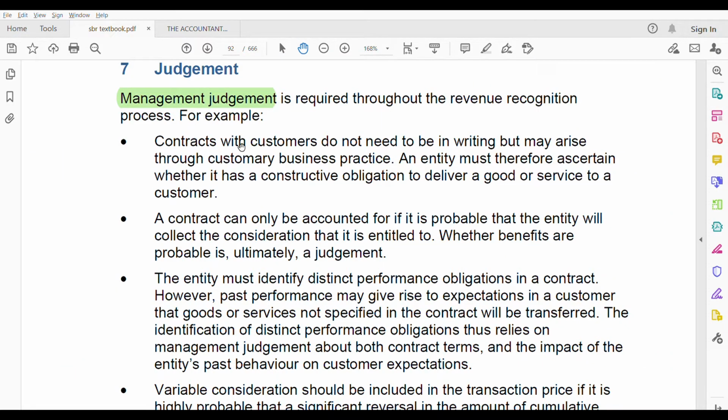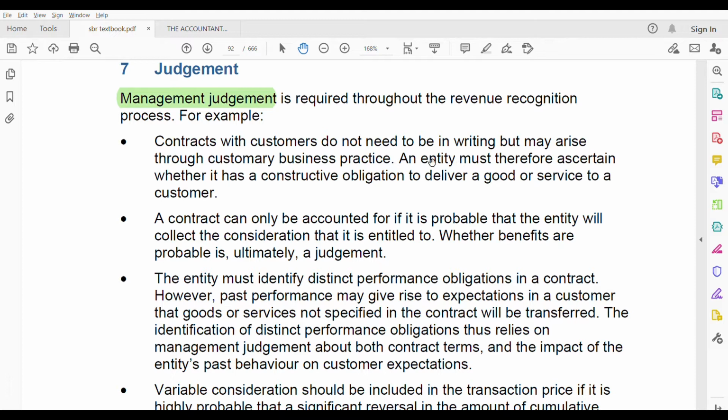Contracts with customers do not need to be in writing. Okay, it's a normal assumption that most of the time it is not in writing. It can be, but it's not compulsory. But it may arise through customary business practice, right? Maybe in the history you have that policy of writing it down, then you can. An entity must therefore ascertain whether it has a constructive obligation to deliver a good or service to a customer. Because it is not in writing, what should they do? They are making a judgment here.